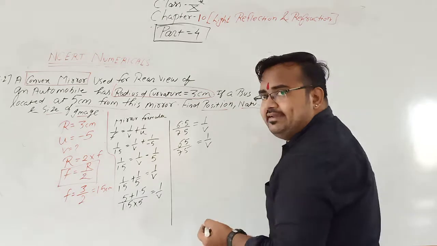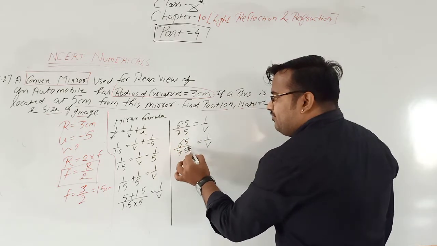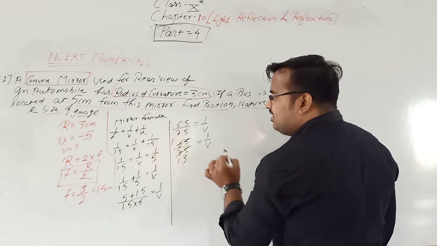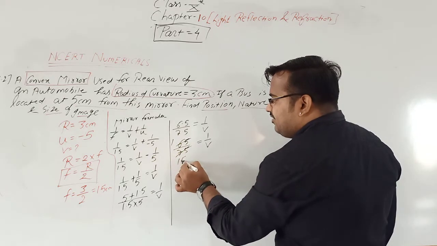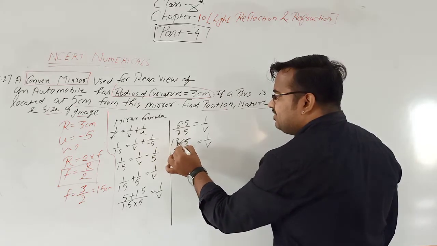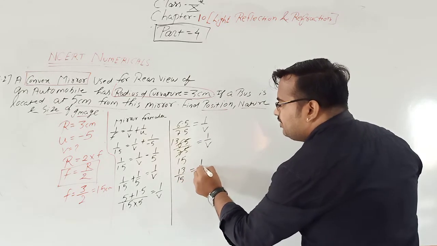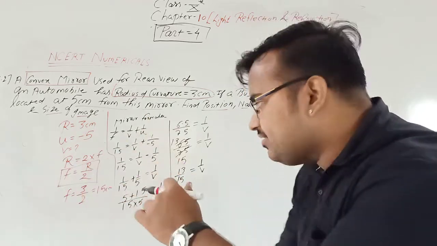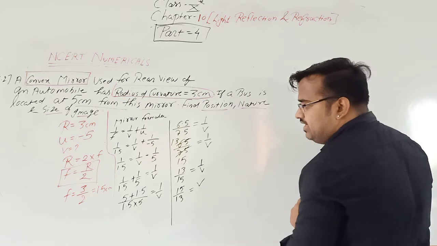Now we'll cut it by the table of 5. 5 ones are 5, 5 threes are 15. So 13 upon 15 is equal to 1 upon v. We don't want the value of 1 upon v, so we'll inverse this value. Therefore 15 upon 13 is equal to v.